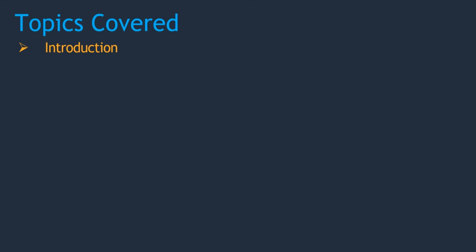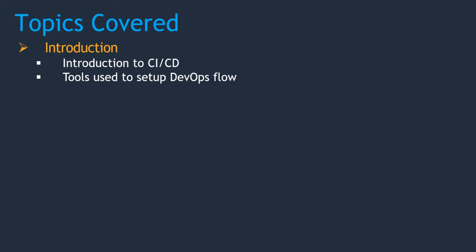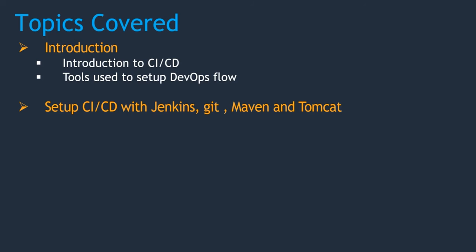In this section, I'm going to discuss more details about topics. What do we cover? In the introduction section, we cover introduction to CI/CD and tools used to set up the DevOps flow. Next, set up CI/CD pipeline with Jenkins, Git, Maven and Tomcat.